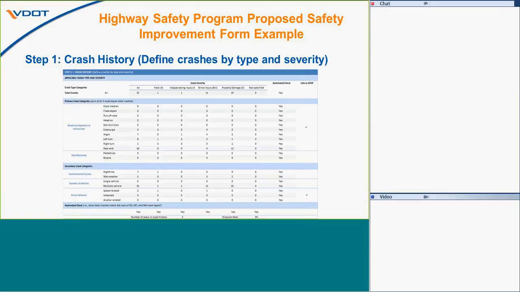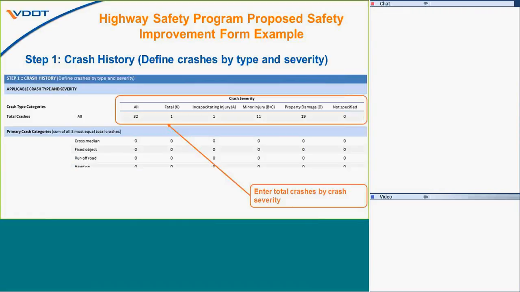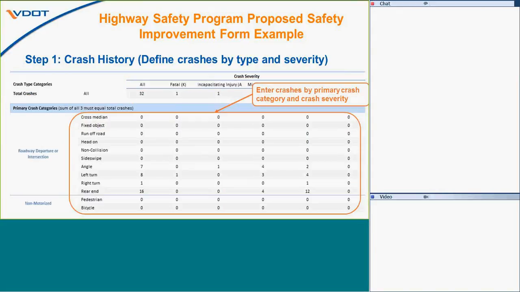The first step is you start with the crash history. And you define history by type and severity. You see at the top of the table, you would enter crashes by severity. And what you have to do next is enter crashes by crash type and category.